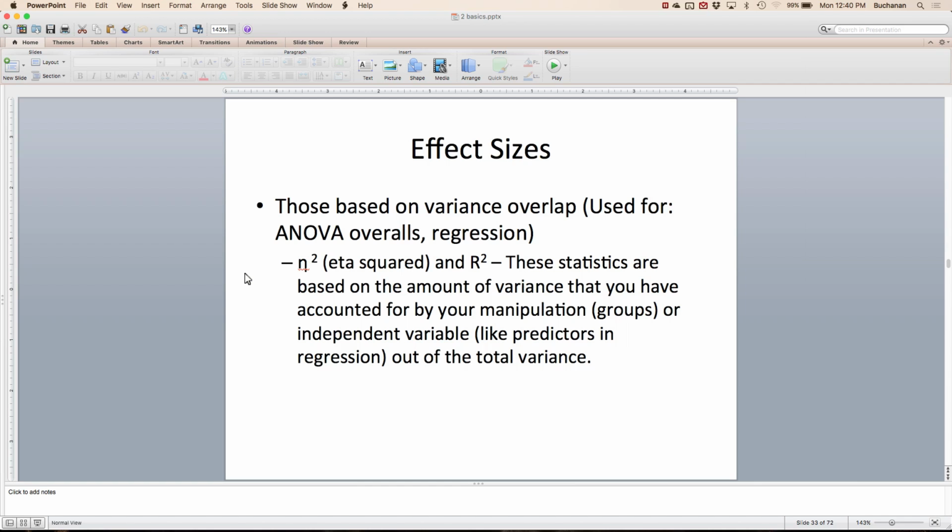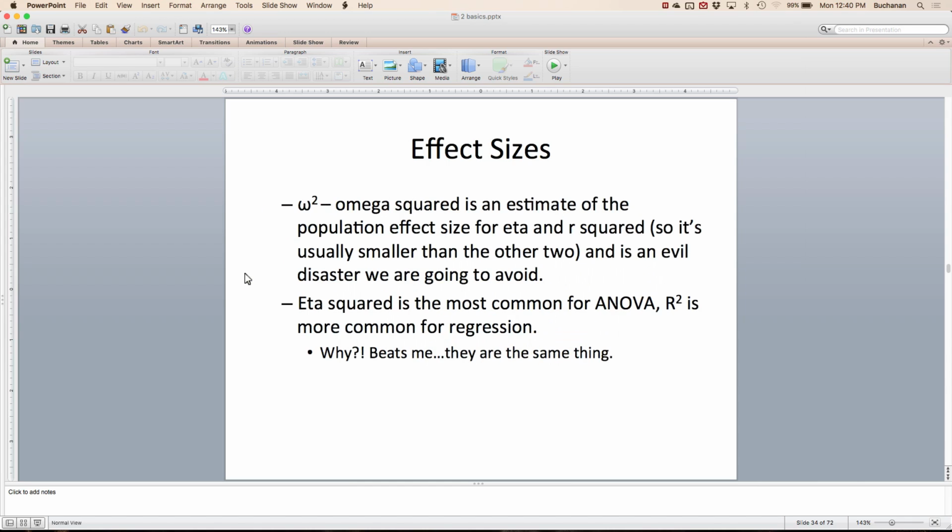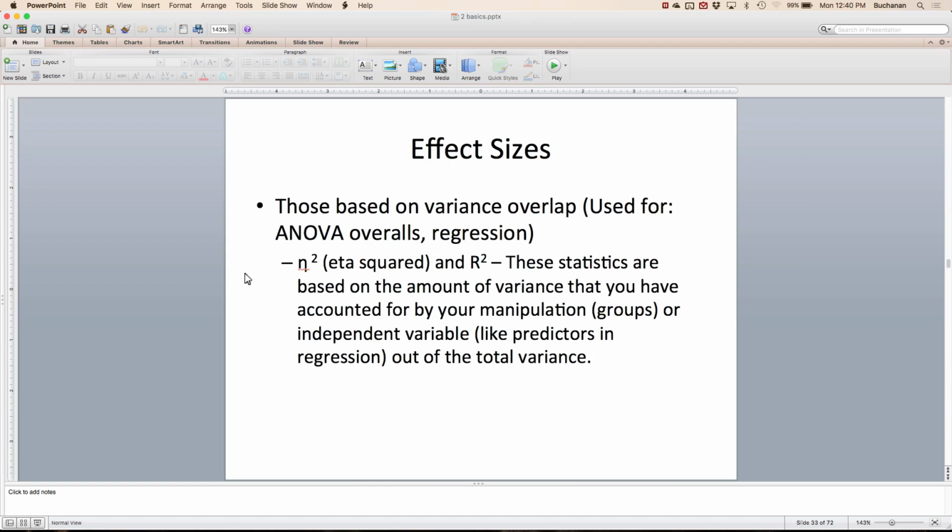But you have to think about them differently. So d is a z-score that is measuring how far apart things are, whereas eta and r are percentages. And omega. I forgot about omega. Okay. So eta and r are percentages, proportions. So it's 25% of the variance, that sort of thing.